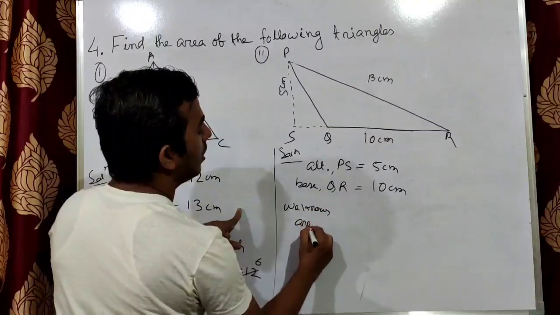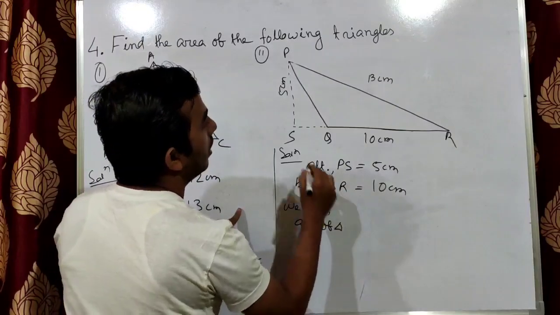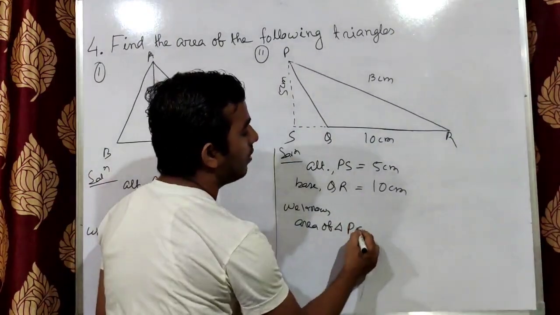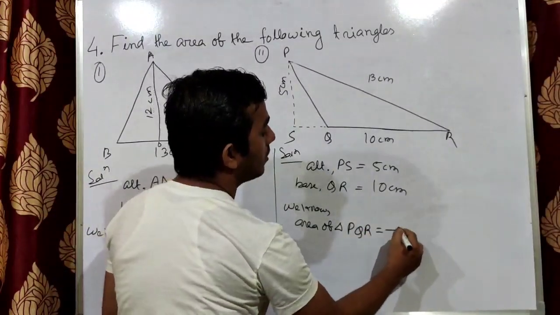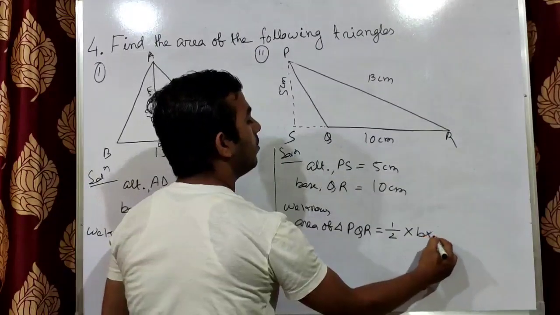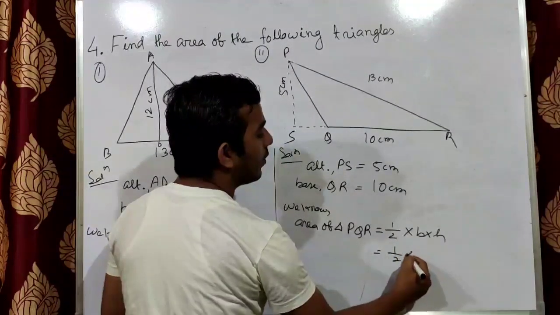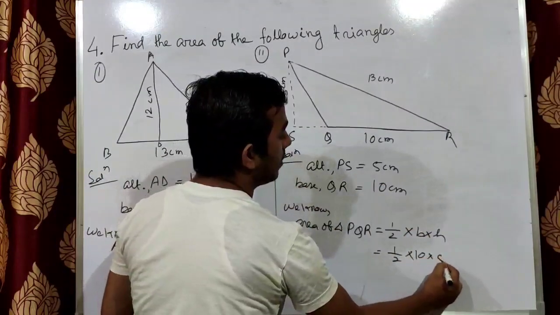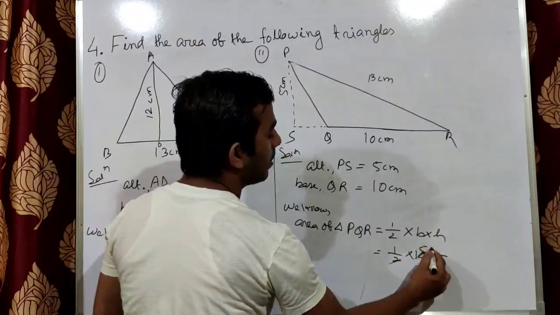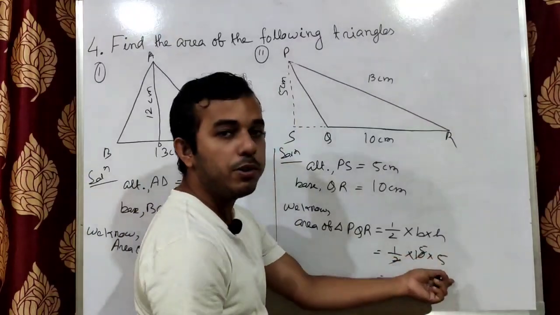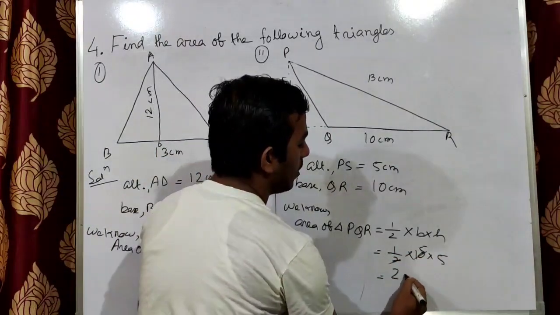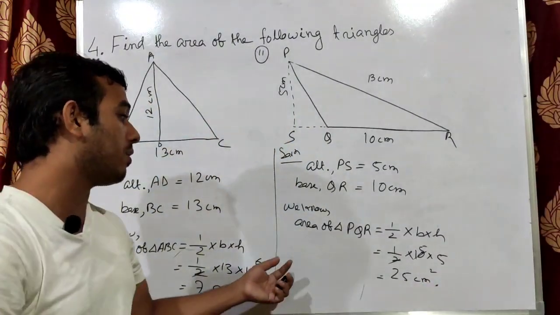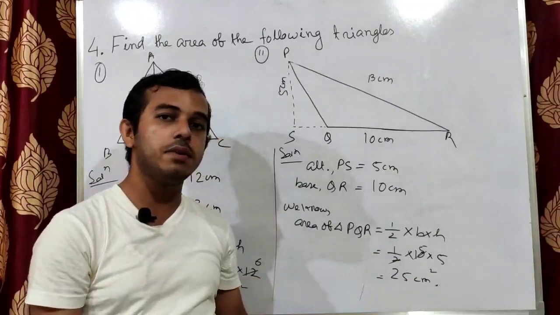And we know area of the triangle. The name of the triangle here is PQR. Area of triangle PQR equals half into base into height. So in place of half we will write 1/2. Base is 10 centimeter and altitude is 5 centimeter. Clear? So we will cancel 2 with 5. So here remain 5 into 5. 5 into 5 is 25. So its area will be 25 centimeter square. And last we will write hence area of triangle PQR is 25 centimeter square.